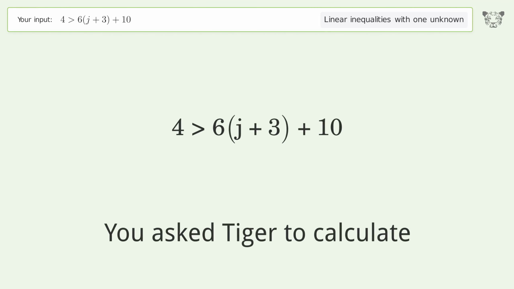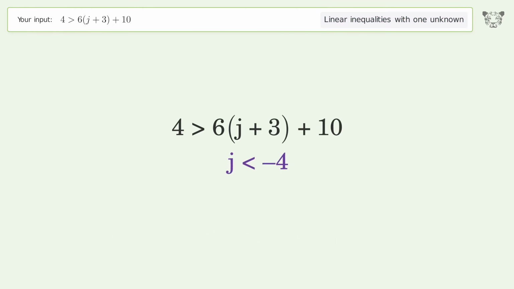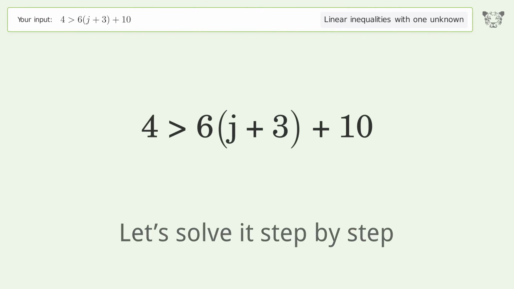You ask Tiger to calculate. This deals with linear inequalities with one unknown. The final result is j smaller than -4. Let's solve it step by step.